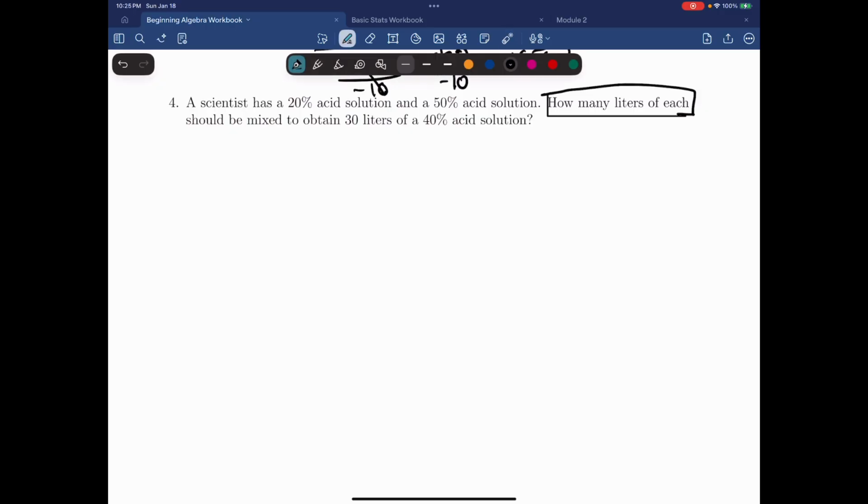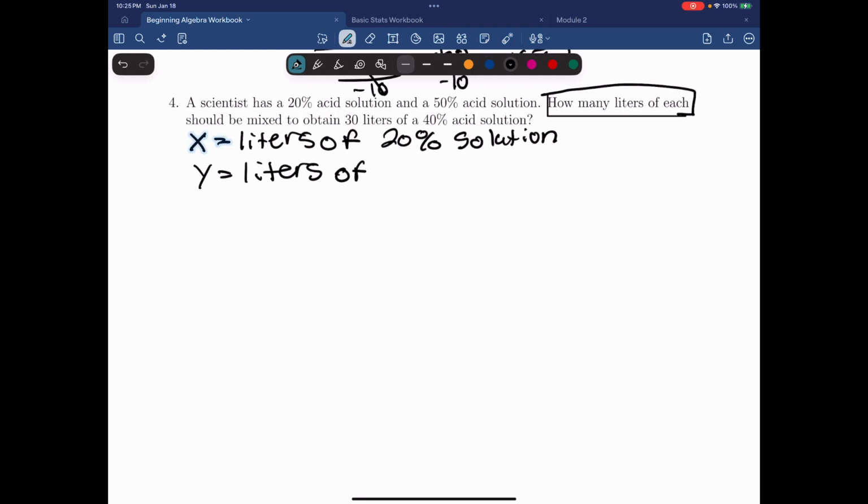So as always, let's assign what our variables x and y are. I'm going to say x represents the liters of the 20% solution, and y is going to represent the liters of our 50% solution. Now that we have that, let's go ahead and start by setting up our system.